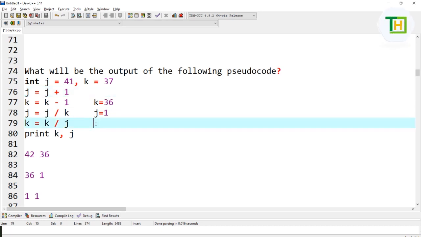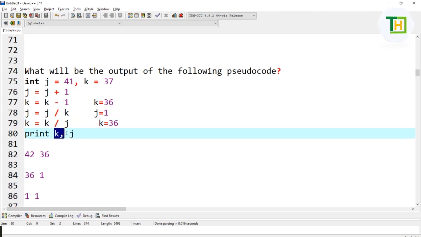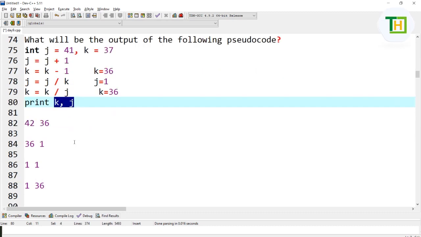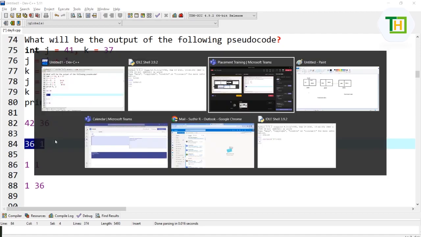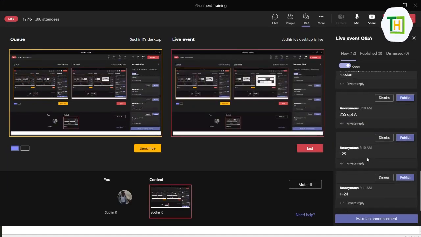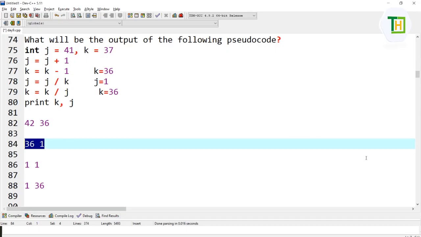And coming to this value, K is equal to K by J. K by J means that is going to be 36 only. Then we have to print K comma J. K is 36 and J is 1 here. So 36 and 1 is the answer.